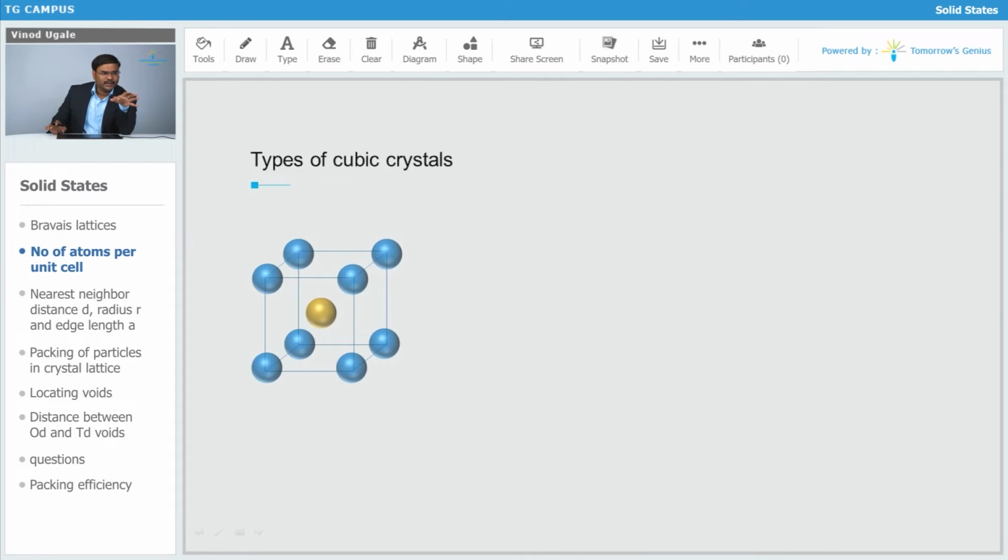Now think about the particle which is inside the body, inside that cube. That particle is not shared by anyone, that is solely dedicated to that cube only, it is not shared by other unit cells. So first what we will do, we will see how many lattice points are there. So total lattice points in BCC are going to be, at corners you have 8 lattice points and 1 lattice point inside the body.